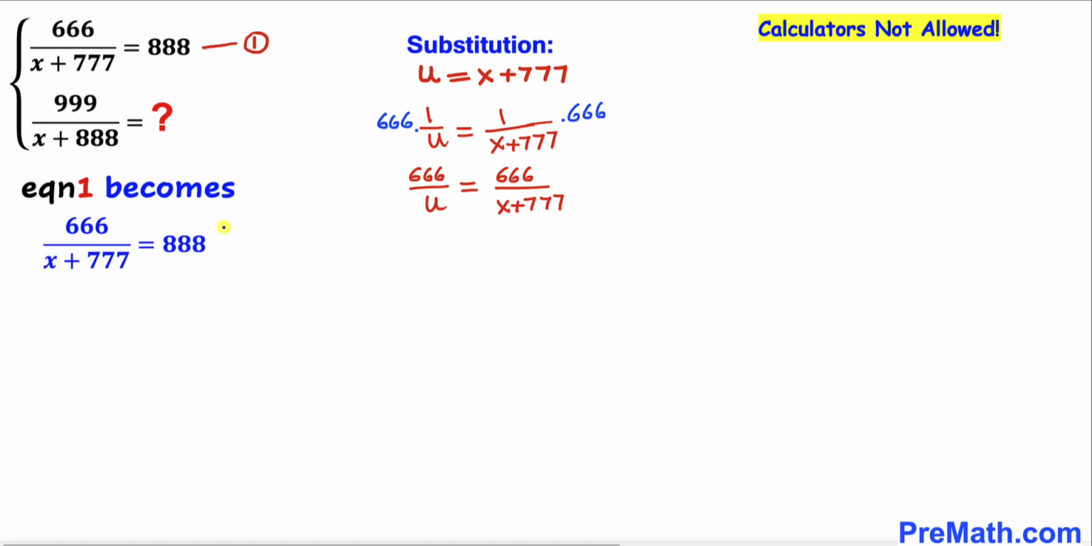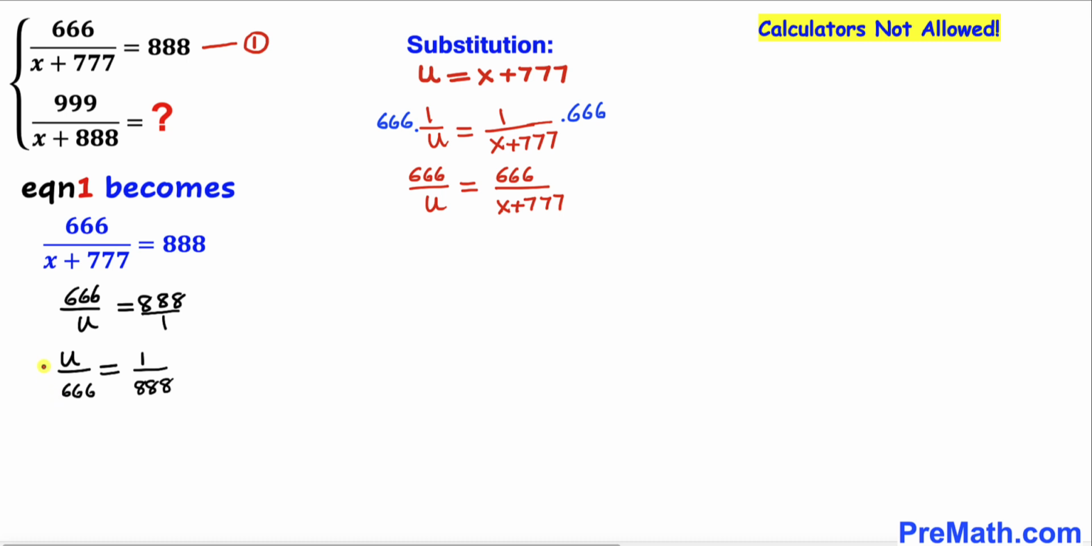And now let's focus on equation 1. Here's our equation 1. We can see the left hand side, this one equal to this part: 666 divided by u equals 888. And now 888 could be written as 888 divided by 1. Let's go ahead and flip both sides over. So I can write u divided by 666 equals 1 divided by 888.